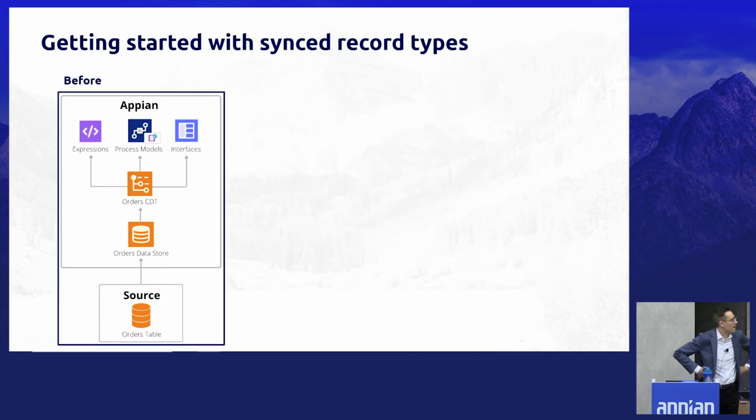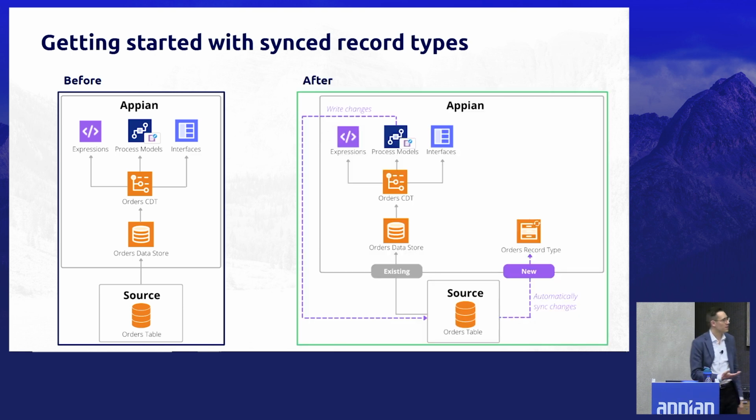This is sort of what we describe the older data stack to look like, right? You've got your source system, the data store object, CDTs, and that's what you leverage in your applications. So what you can do when you start to switch over to using sync record types, this is where I mentioned that mirrored record type. You could create this orders record type on the right.